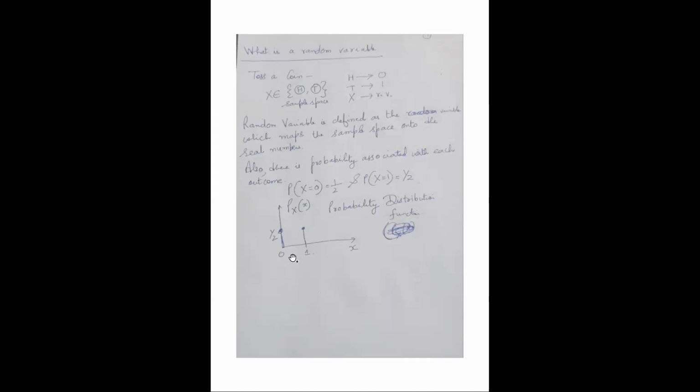So let's take these two values. X can be 0, X can be 1. What is the probability associated with that? When it is 0, it is half. When it is 1, it is half. This graph is known as the probability distribution function of this random variable X.